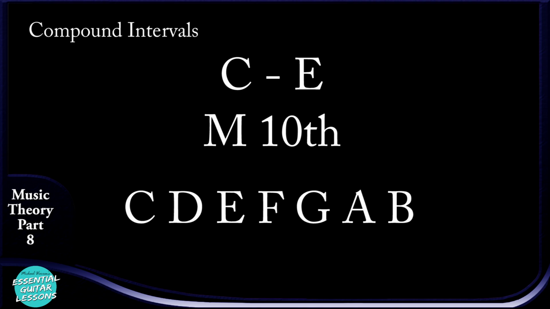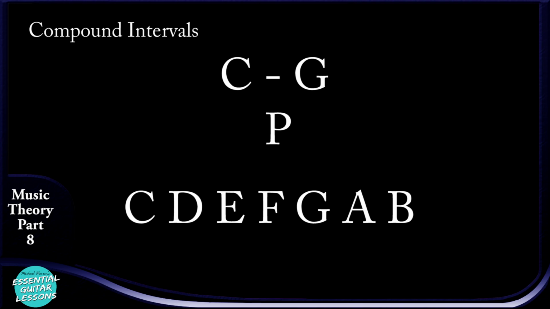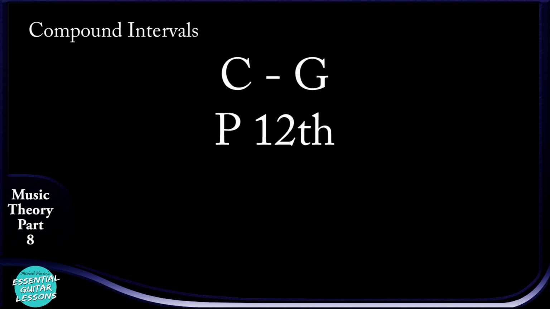Let's do C to G, which is a perfect interval. We know that's a perfect fifth. So we do our count again, but we're going to take the G to the next interval. C, D, E, F, G, A, B, C, D, E, F, G. So we have a count of 12. Remember to count the C as number 1. So that'll be a perfect 12th interval. The quality stays the same again. It was a perfect fifth. Now it's a perfect 12th, just the count has changed.